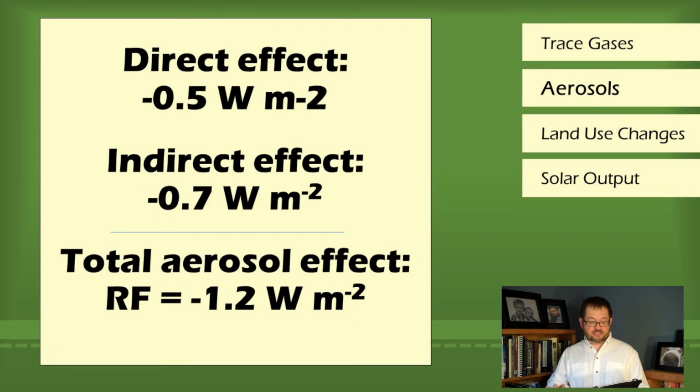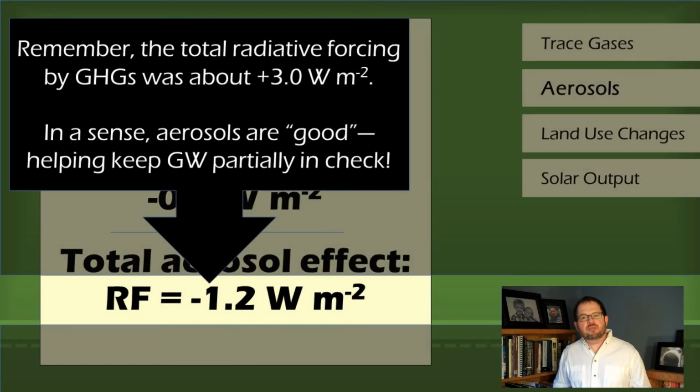So the direct effect was cooling at a rate of about 0.5 watts per square meter. That's literally how much radiation is reflected away by the aerosols themselves. And the indirect effect, how the aerosols change the clouds, is a net effect of negative 0.7 watts per square meter, because the clouds are whiter and they are reflecting more shortwave radiation away from the surface of the Earth. So the total aerosol effect is negative 0.2 watts per square meter. Well, that's nothing to sneeze about.